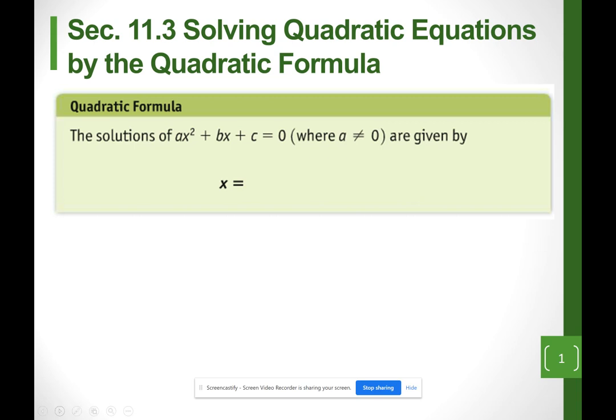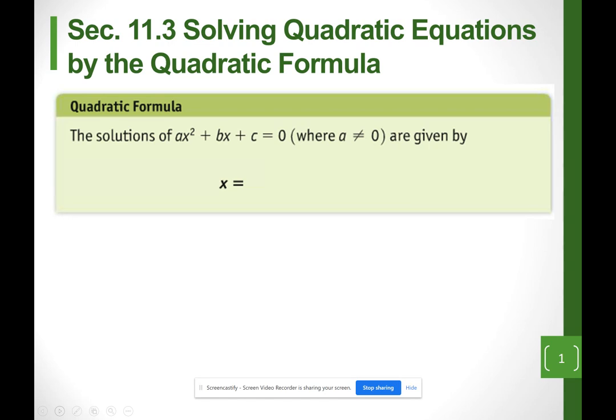Now, section 11.1, we learn how to do the square root on each side. We learn by solving by doing the square root. Now, section 11.2, we learn how to do it by completing the square.